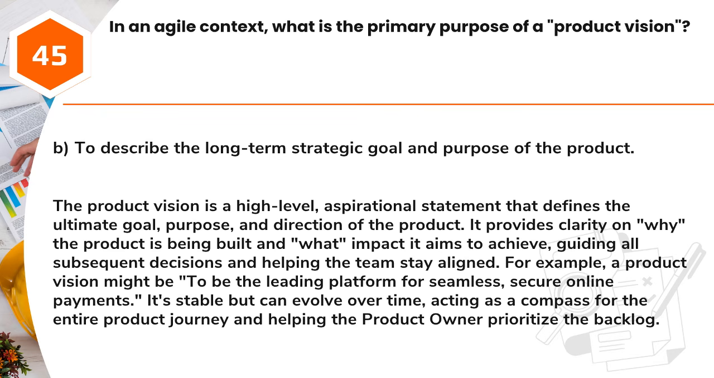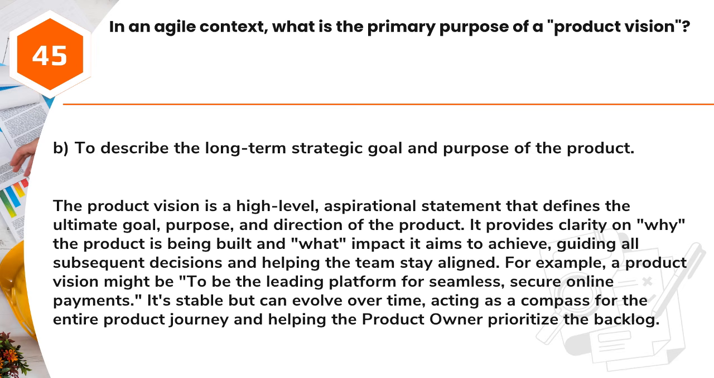Answer: B. To describe the long-term strategic goal and purpose of the product. The product vision is a high-level, aspirational statement that defines the ultimate goal, purpose, and direction of the product. It provides clarity on why the product is being built and what impact it aims to achieve, guiding all subsequent decisions and helping the team stay aligned.